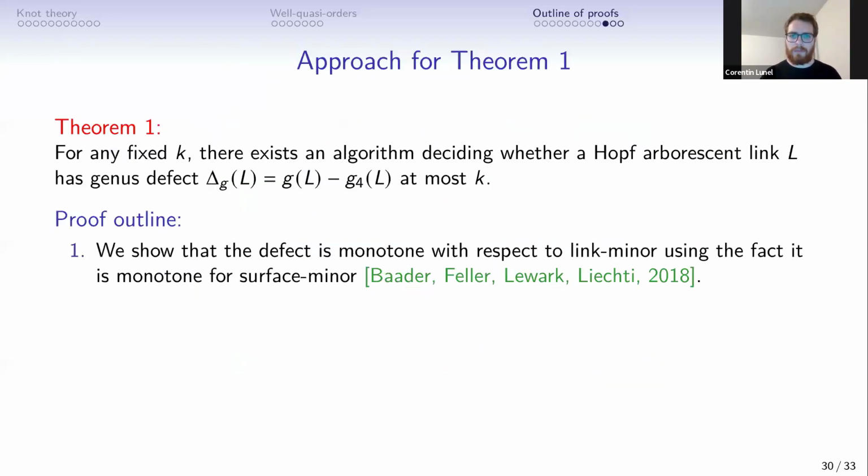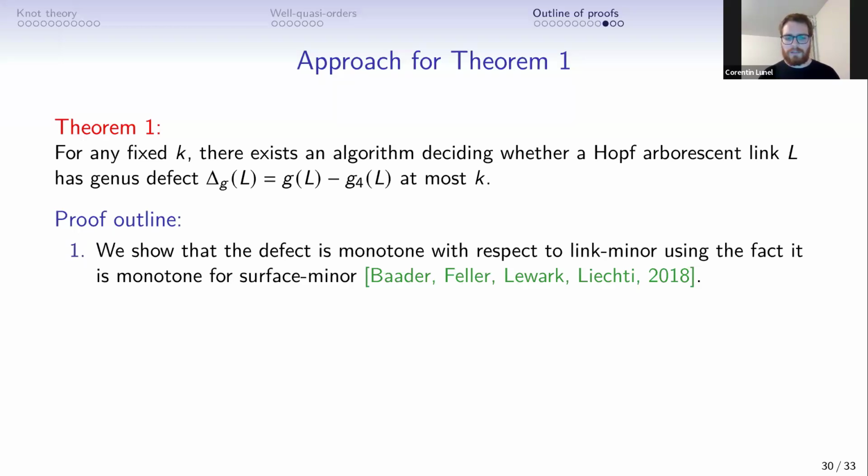Now let's move on to theorem 1. Recall, for any fixed k, we show that there exists an algorithm deciding whether a Hopf arborescent link has genus defect at most k, where the genus defect is the difference between the classical genus and the forward genus. And so we leverage the well quasi-order theory, like the property I have shown you before. What you have to do is get a property that is stable for your minor relation, and you have to get that your minor relation is decidable.